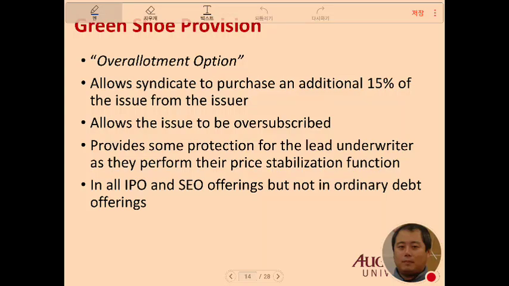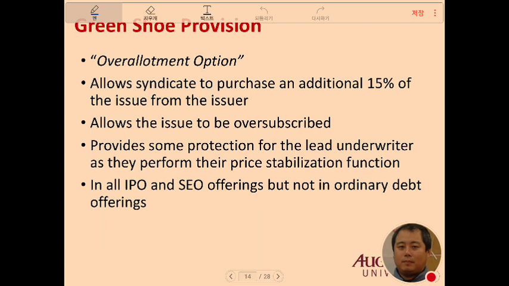Now, during the process of the IPO, there are a number of different types of options or agreements that the underwriters and the issuers make. One of them is the Greenshoe provision. The Greenshoe provision is called the over-allotment option.